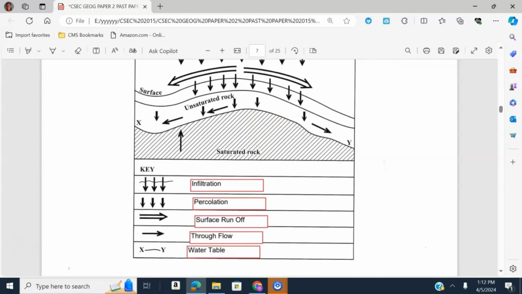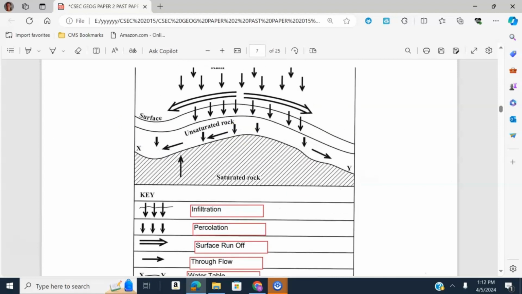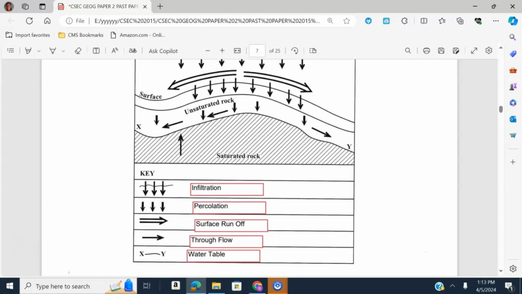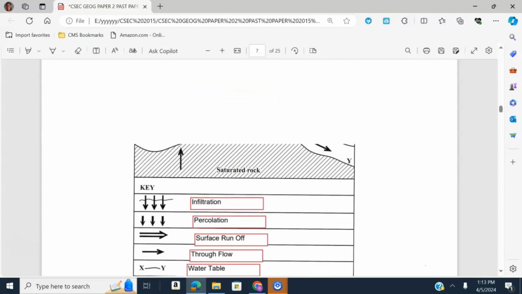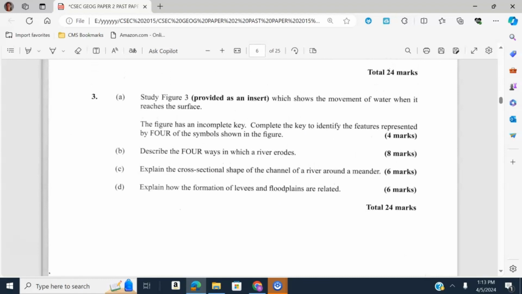And at the extreme bottom we have from X to Y, and from X to Y is what we call the water table. So let's go over one more time. So this is infiltration, this is percolation, we have the surface runoff, we have the through flow, and then we have the water table. Once you were able to identify 4, then I think 4 marks should be yours. Yes, 4 marks is yours.